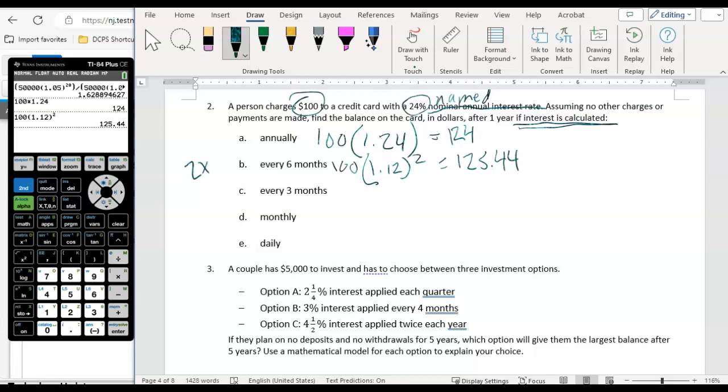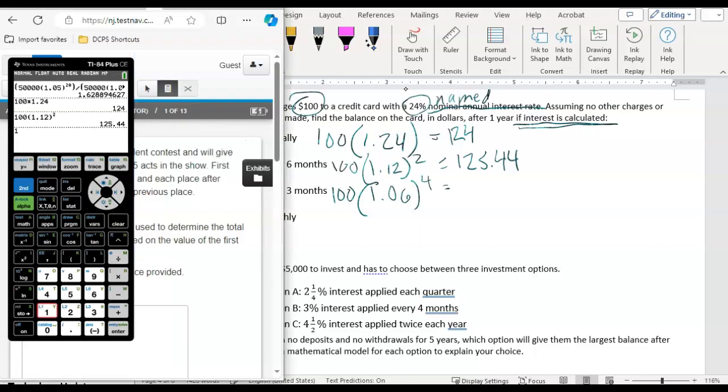If we're calculating that interest over a different period of time, the number of times that we're doing that, we need to divide our percent by that number of times, and then raise it to that power. So every 3 months means that now it's happening 4 times. That's quarterly. So 100 times 24 divided by 4 is 6. So this would be 6%, 1.06. But instead of 2 now, I'm doing it 4 times, so to the 4th power.